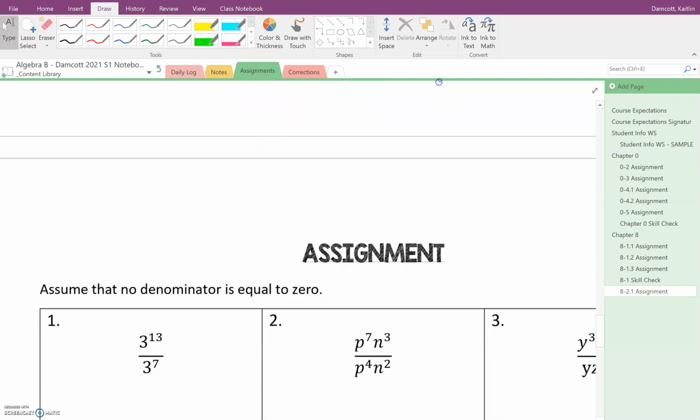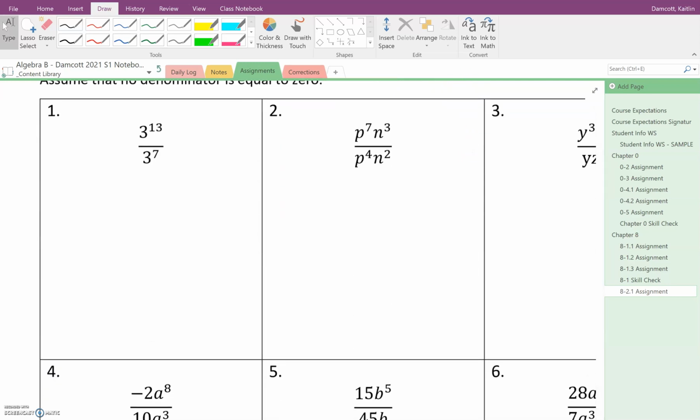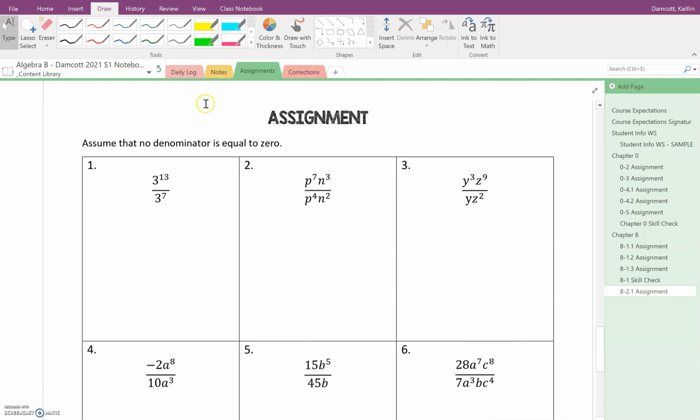So as you go through these problems, you want to follow similar steps. When the bases are the same and you're dividing them, shown by that fraction bar, all you're going to do is keep the base. So keep 3, and then you're thinking to yourself 13 minus 7, and that's going to be your new exponent.